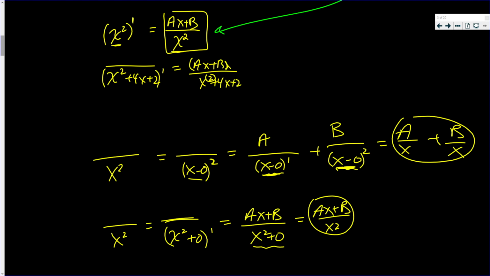That should be x squared here. The reason is, if I multiply top and bottom by x, then everything's over x squared, and the top will be ax plus b. So they really are the same.